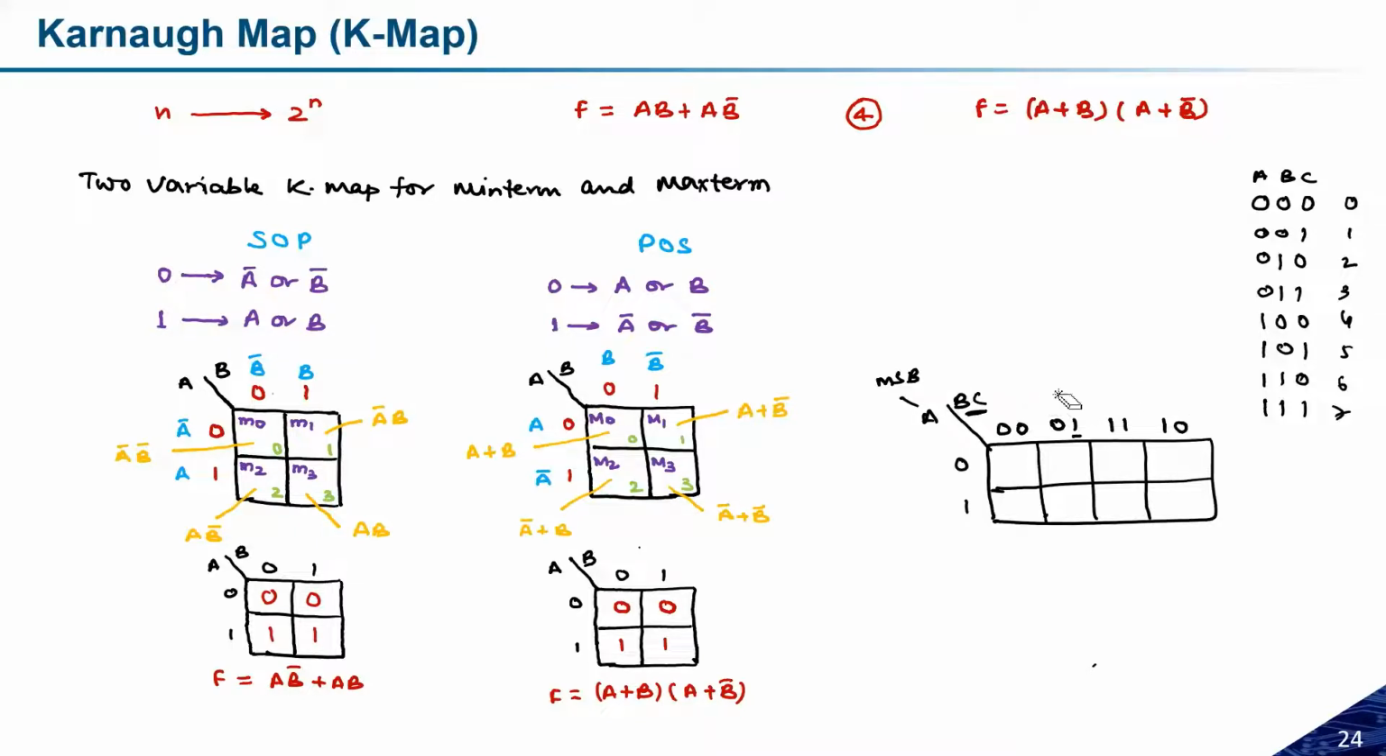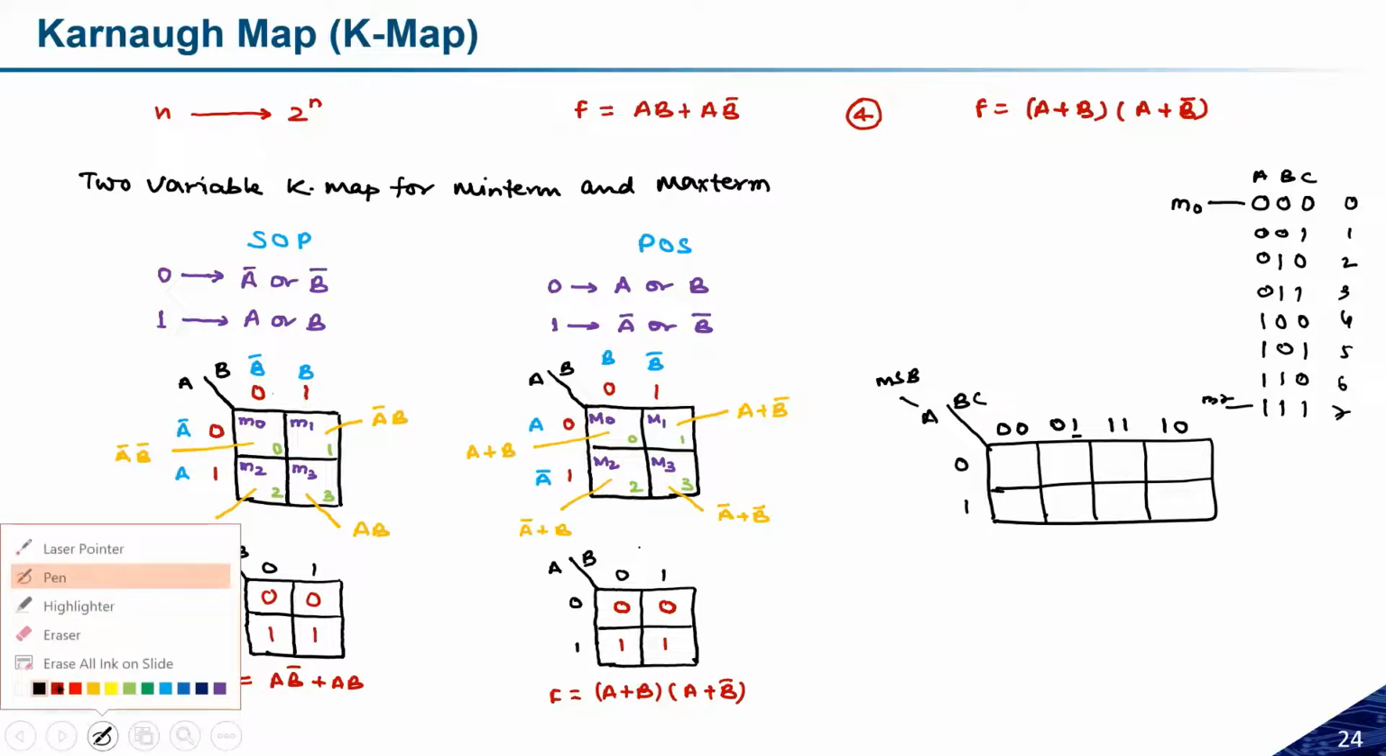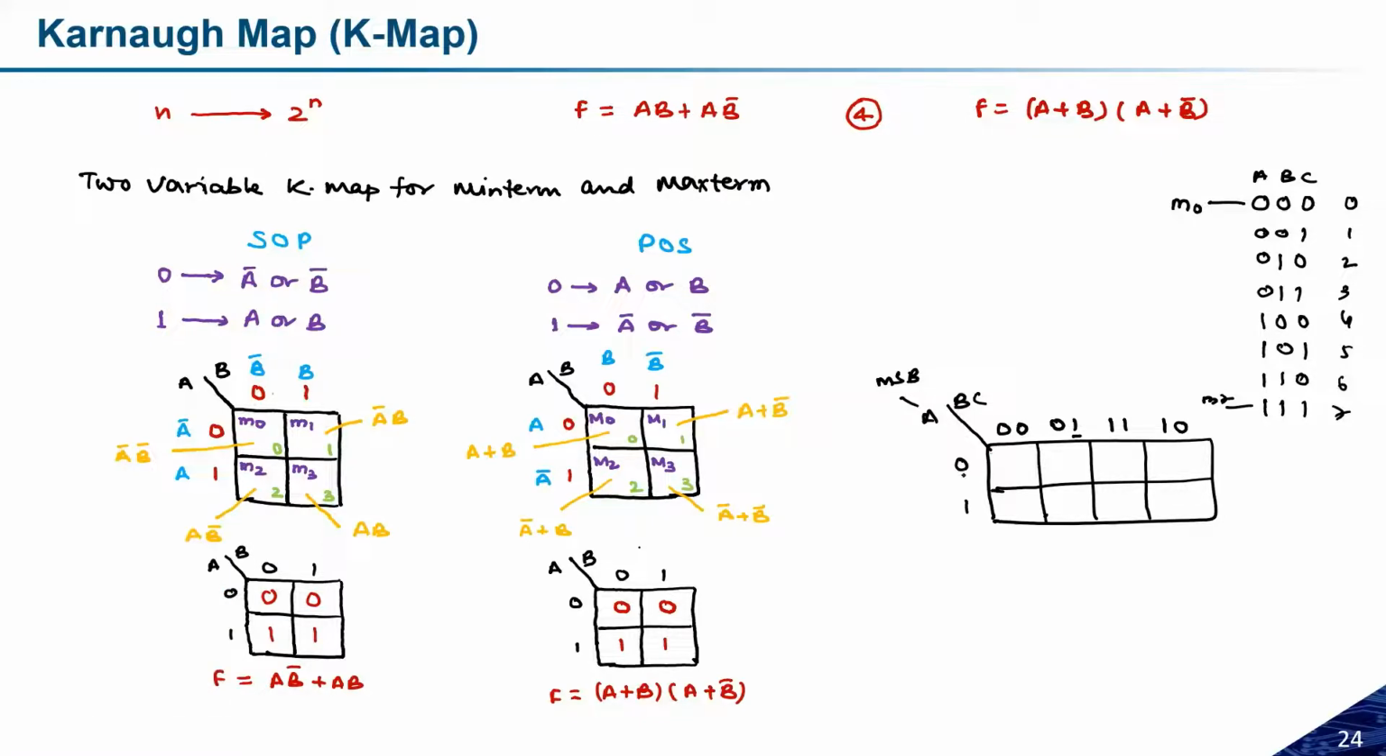Now, if I talk about where I need to place the minterms, let us try to see. This indicates minterm 0, and this indicates minterm 7. We know that. Okay, so let us try to place the values of minterms. If you see here, 0, 0, 0 is here. A is 0, B is 0, C is 0. So it will be min 0.